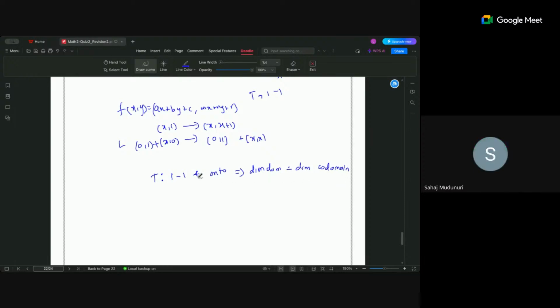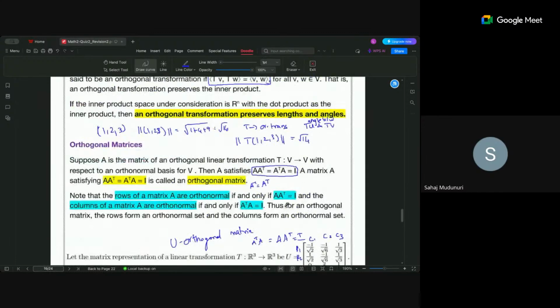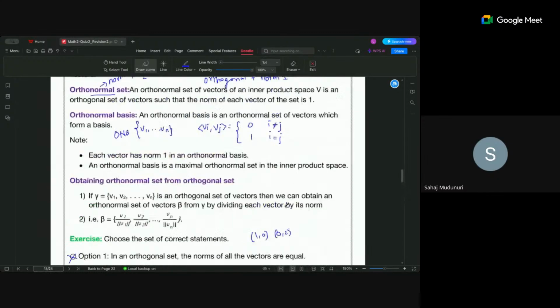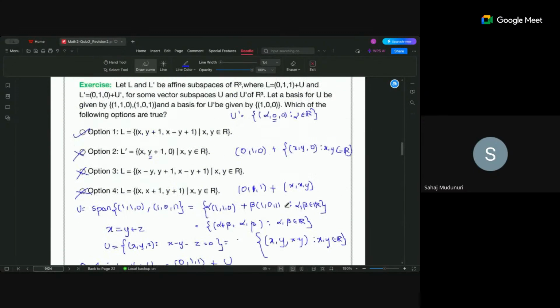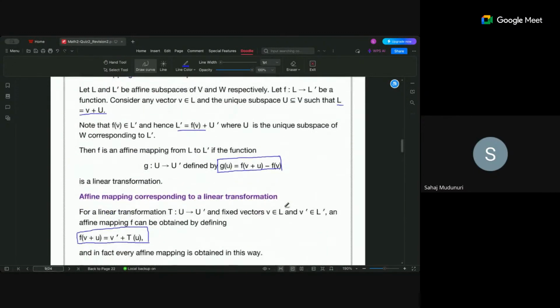Ma'am, one more small clarification. T of u is equal to f of u plus v minus f of v in an affine transformation. Could you just explain that, ma'am? I did not understand that. You are asking me to teach affine transformations? No, ma'am, I didn't understand how that specific function works. Could you briefly cover it?